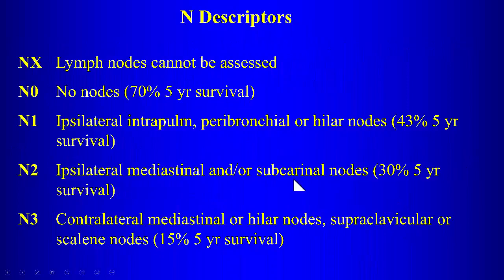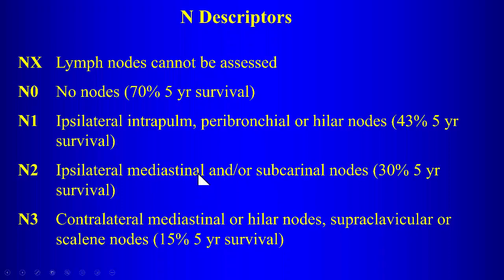Now, the N descriptors, this is also something that you should remember, and this is also fairly easy. N1 is ipsilateral up to the hilum. N2 is ipsilateral up to the mediastinum. Subcarinal nodes count as ipsilateral nodes, so that's N2 disease. N3 is whenever you have contralateral lymphadenopathy or supraclavicular lymphadenopathy. So contralateral hilar or mediastinal nodes, or supraclavicular nodes, make it N3.